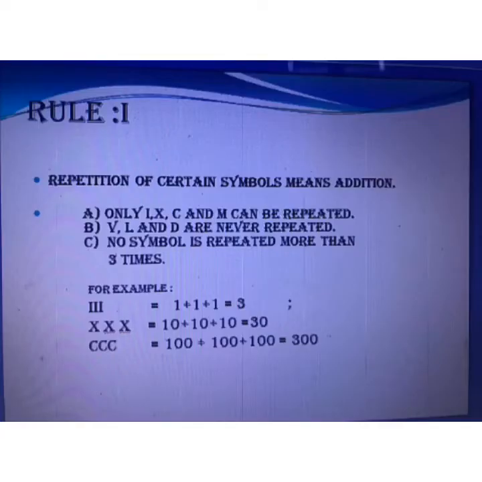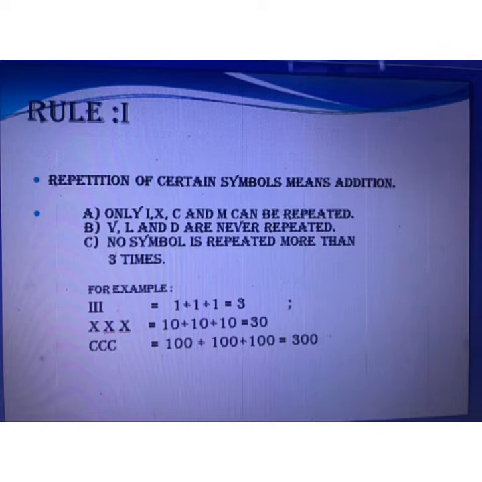Dear children, Roman numerals have 4 rules. Shall we see the first rule now? Repetition of certain symbols means addition. Only X, I, C and M can be repeated. V, L and D are never repeated. V represents 5, L represents 50, D represents 500. These three Roman numerals are never repeated. No symbol is repeated more than 3 times.